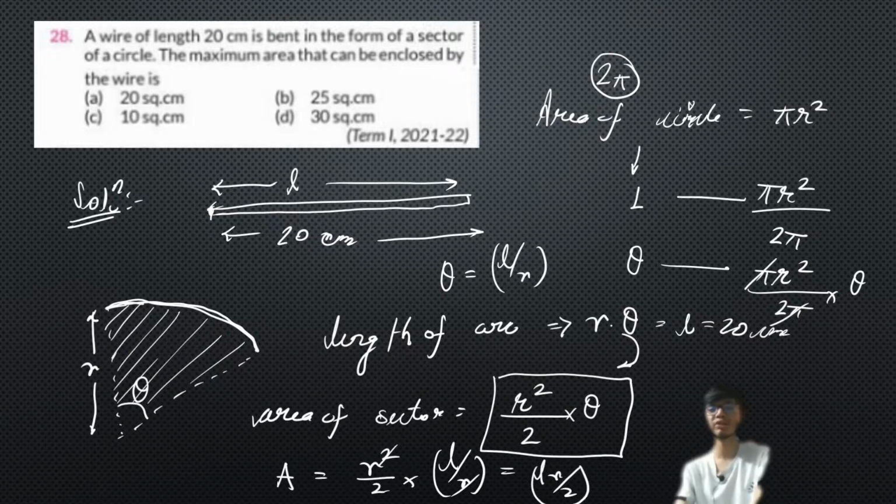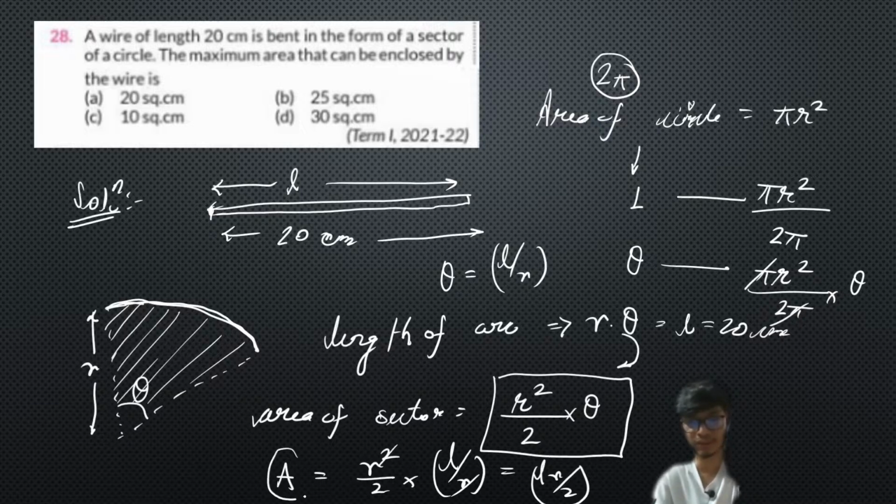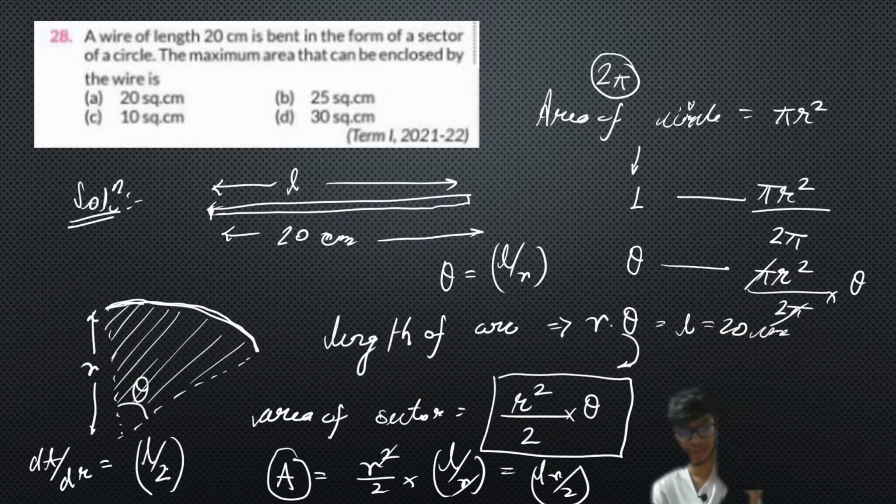Now I just need to find out what is the maximum area. In order to get the maximum area, I need to differentiate this with respect to r, because r is the unknown and L is the constant. So if I differentiate dA upon dr, I will get L upon 2, which is a constant greater than 0. So it is an increasing function, so definitely we have to find the greatest value. Now if you differentiate a second time, you are going to get 0.